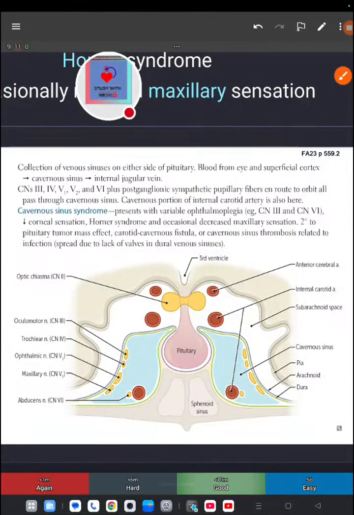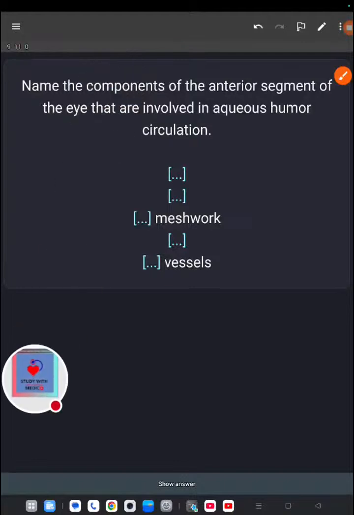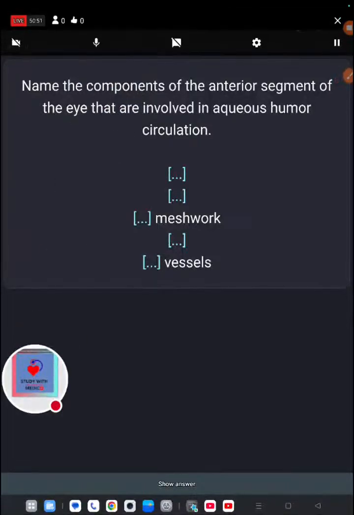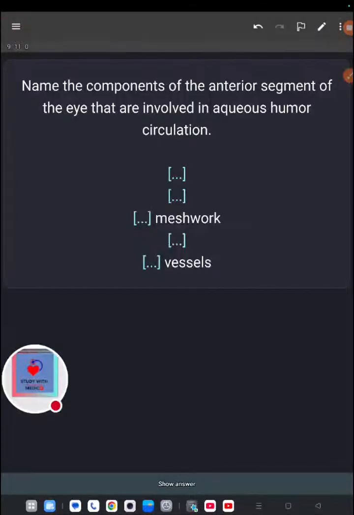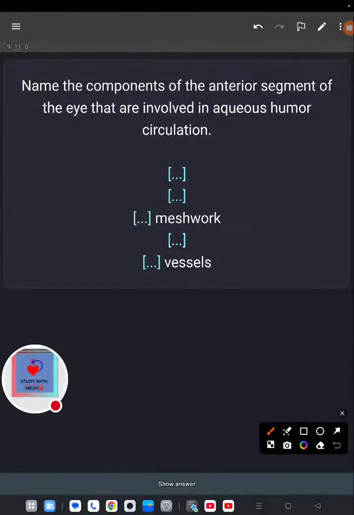This is a good diagram. Name the component of the anterior segment of the eye involving aqueous humor circulation. So we have the ciliary body, non-pigmented epithelium, and then the iris.